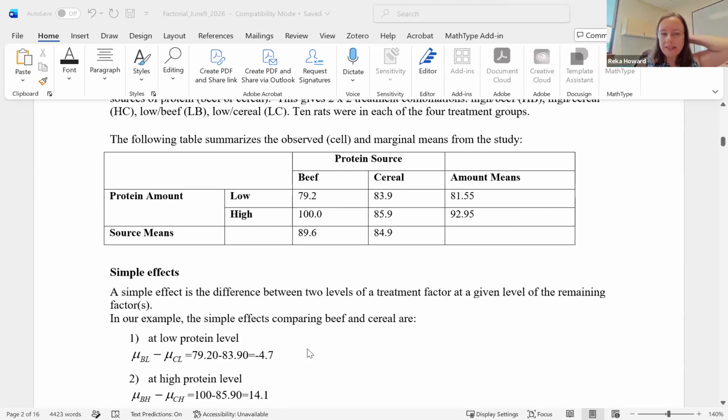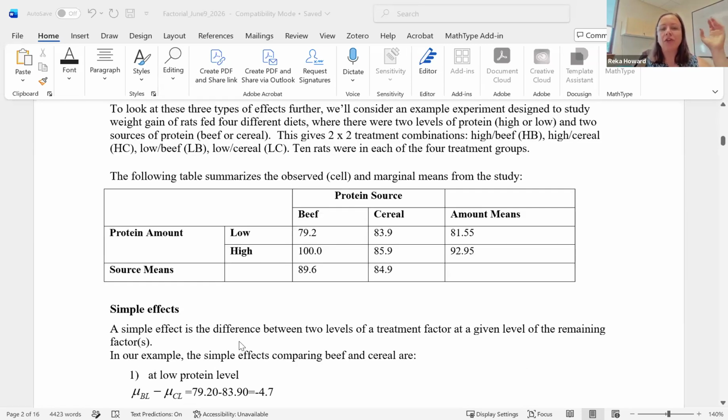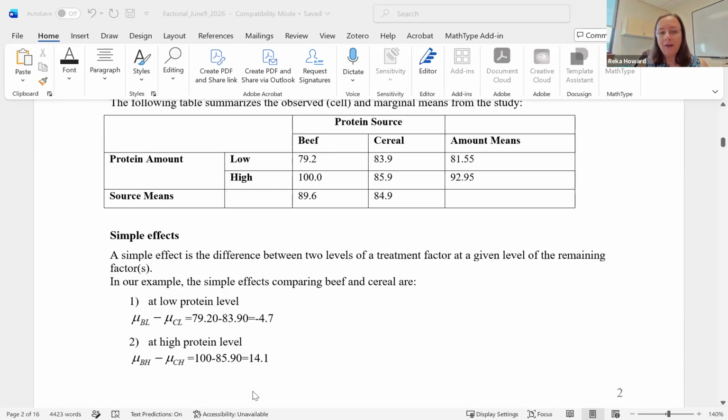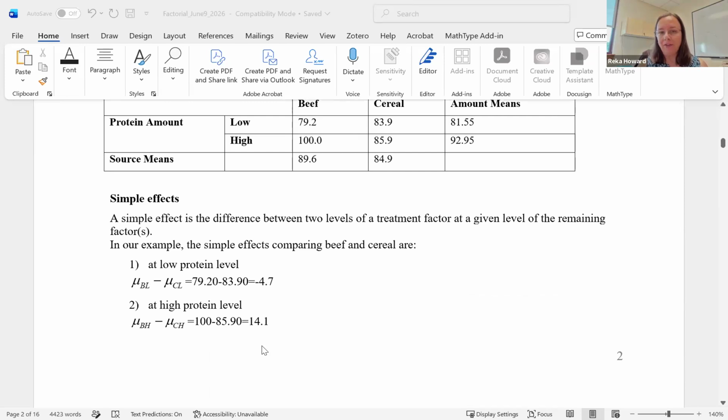So let's look at how we calculate them and what the definition is. The simple effect is just the difference between two levels of a treatment factor at a given level of a remaining factor or factors. In this case, we have one remaining factor. So let's say that we want to look at a simple effect comparing beef and cereal. I'm comparing beef and cereal at the low protein level, so at this level. I am just looking at the difference of these two numbers, and that's it. You have some more examples in the document of how we get these.